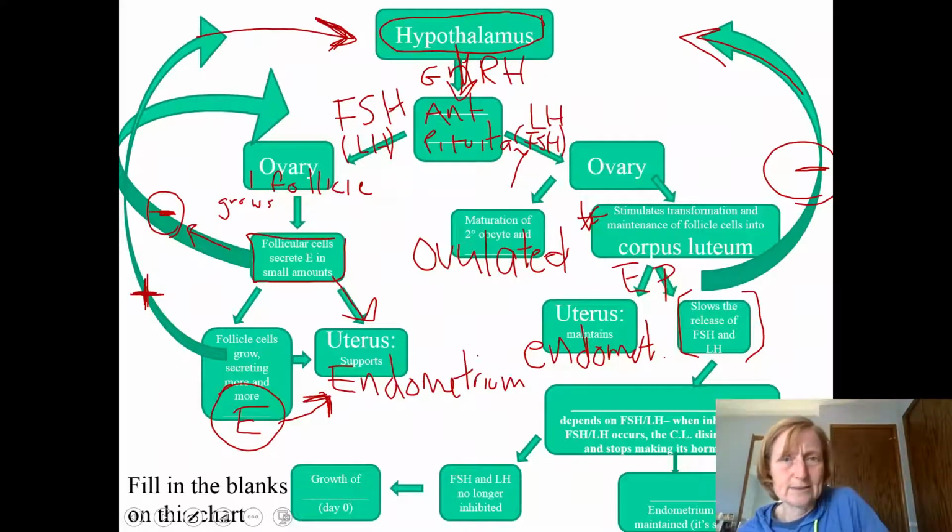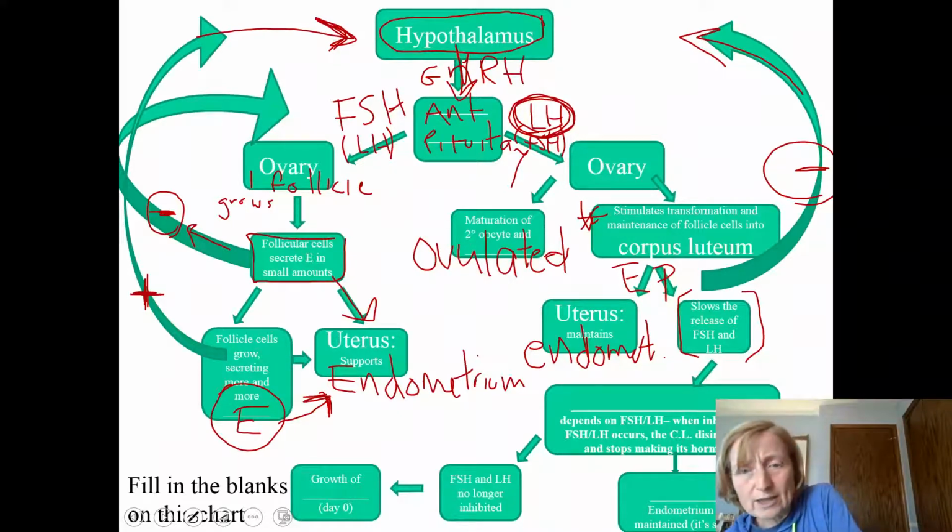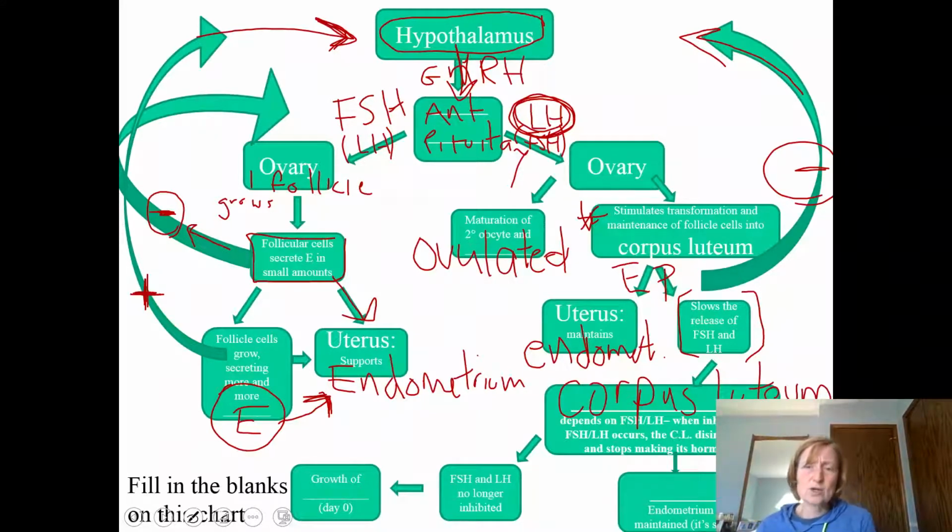But wait a minute. The corpus luteum is maintained by the LH coming from the anterior pituitary. So if there's less LH coming from the anterior pituitary, what's going to happen to the corpus luteum? Corpus luteum is in the ovary. It's that gland in the ovary that makes estradiol and progesterone. Well, this corpus luteum depends on FSH and LH from the anterior pituitary. But when inhibition of FSH and LH happens, the corpus luteum starts to fall apart. It starts to shrivel up.